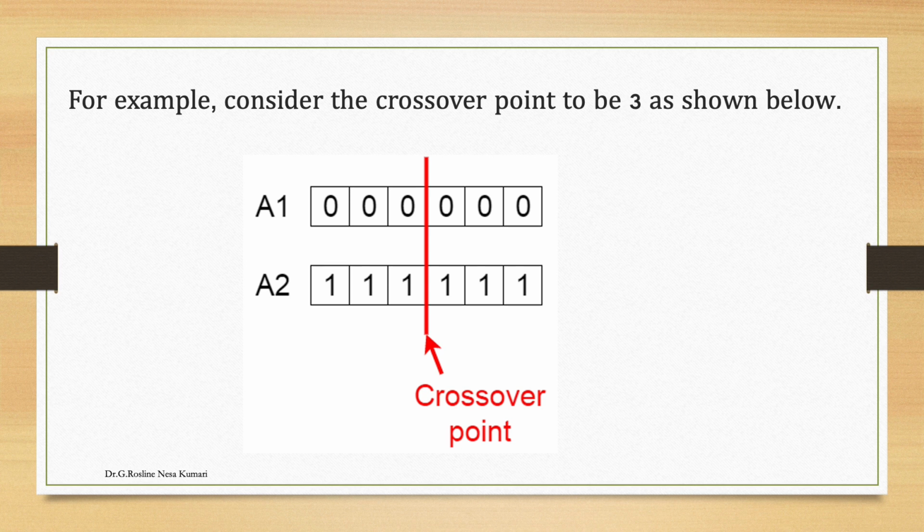Different types of crossovers are there. The first one is single point crossover. The second one is 2-point crossover. The third is uniform crossover. What is the single point crossover?